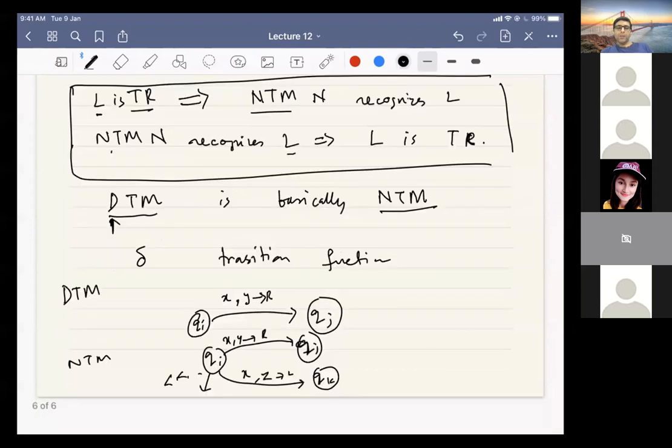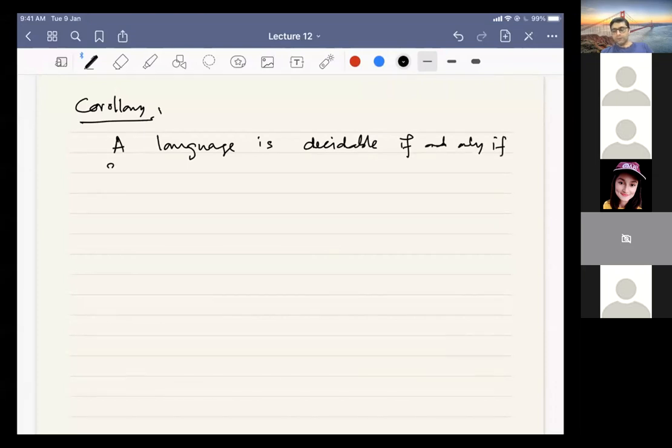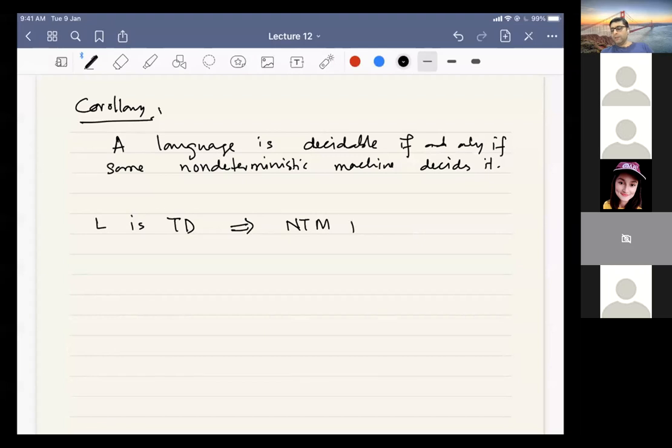We have another corollary, and the corollary is very simple. We say that a language is decidable if and only if some NTM decides it. Which means that, again, L is Turing decidable implies some NTM N decides L. This is the first part. The second part is some NTM decides L and L is Turing decipherable.